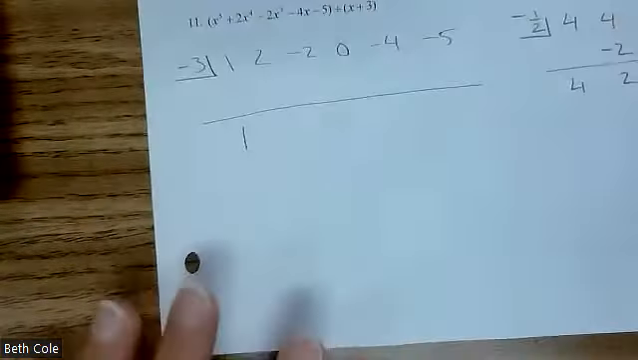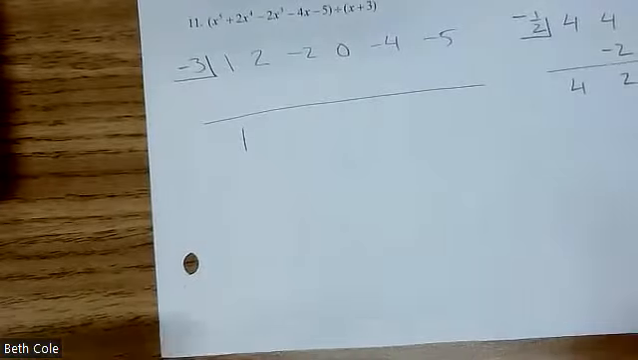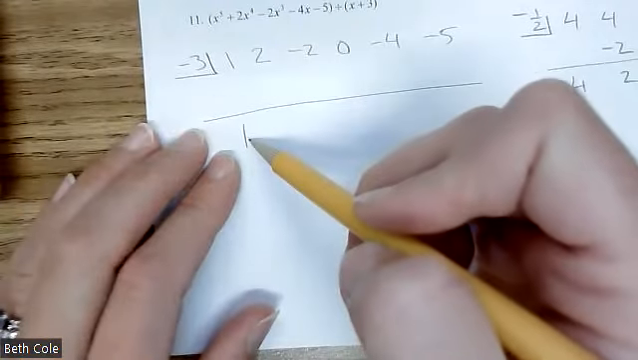So we're going to bring down the 1. All right, watch. We're going to multiply, add, multiply, add, multiply, add. -3 times 1.